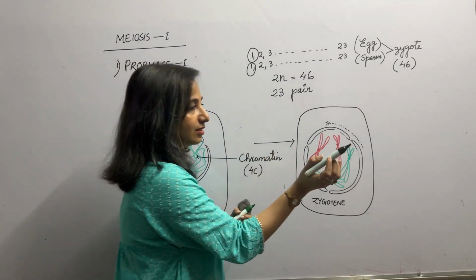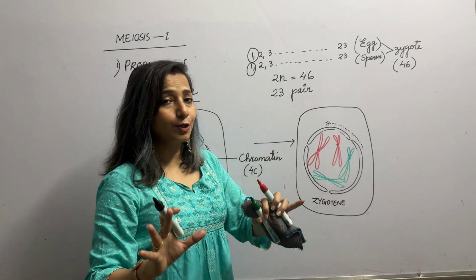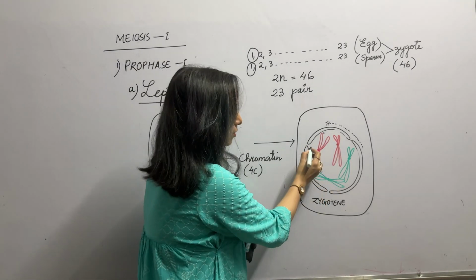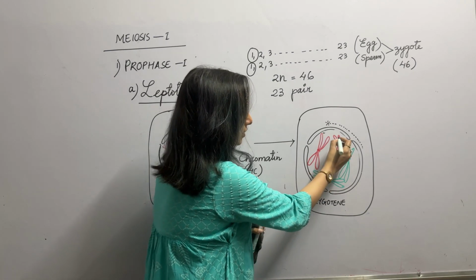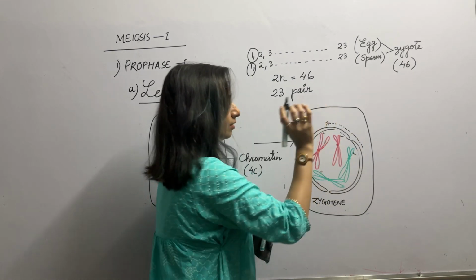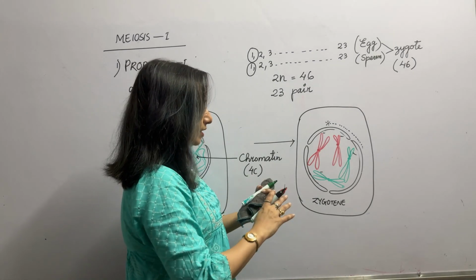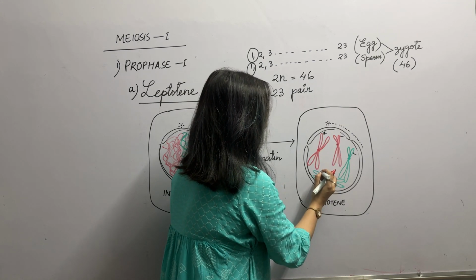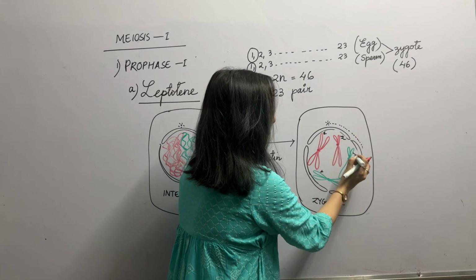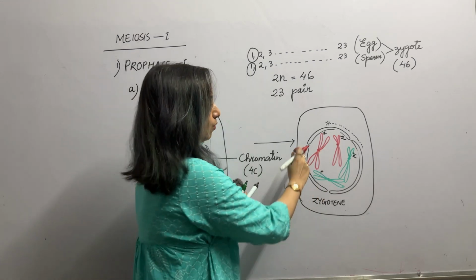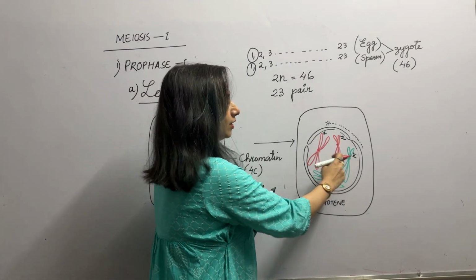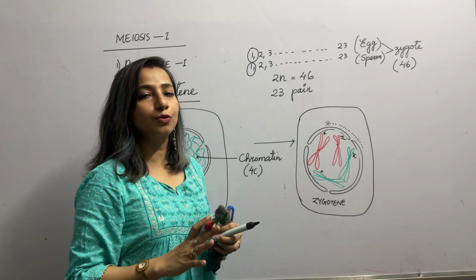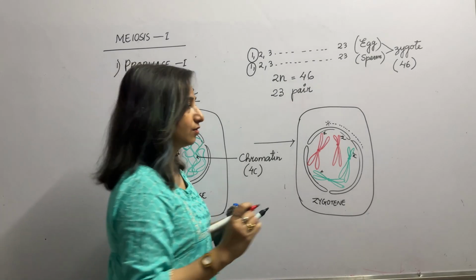Clear? Now in this case, you can notice this very visibly. This one is similar to which one? This one. So this will pair with this. And this one is similar to which one? This one, morphologically, isn't it? So if I mark it as chromosome number 1, this will be the other one. If I mark this as chromosome number 2, this will be the other one. So 1 will pair with 1, 2 will pair with 2. And this process of pairing up of homologous chromosomes is called synapsis.